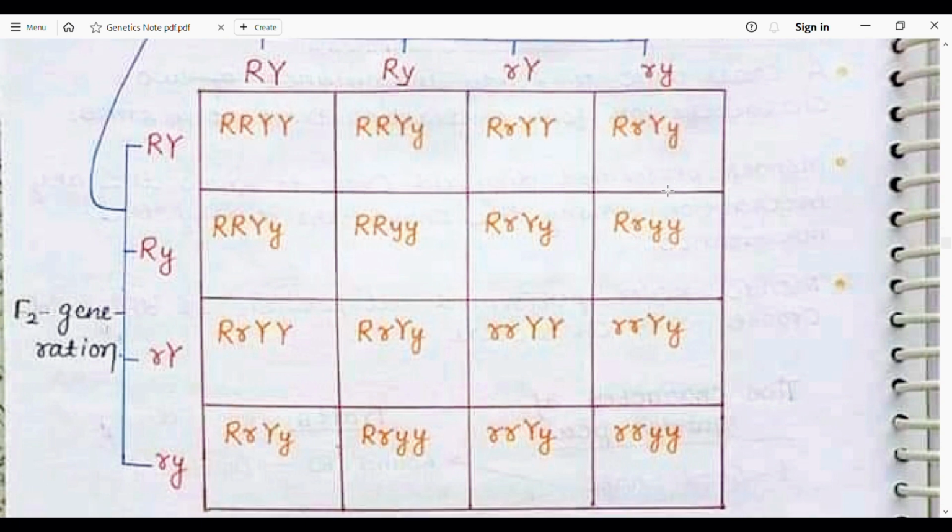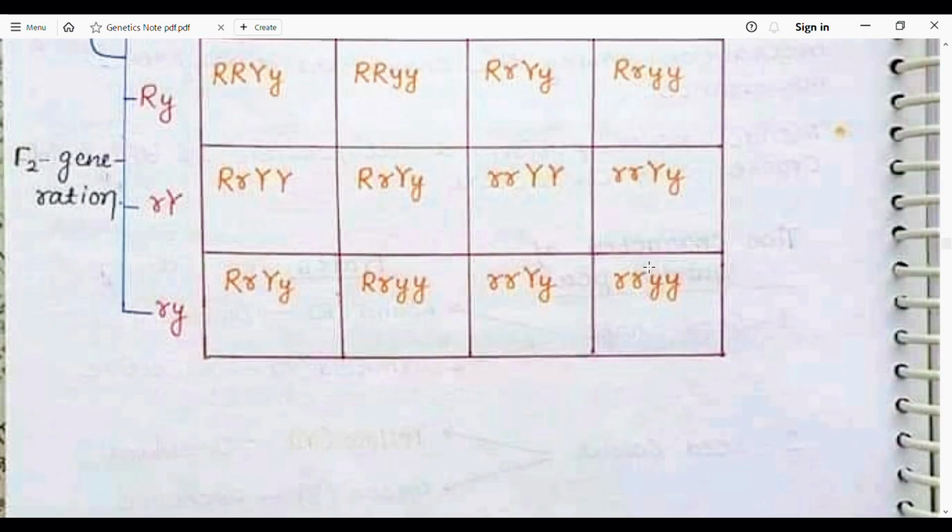You can see that when these eggs and sperms combine with one another independently, they produce 16 different types of offspring. Now we will go to the result. For example, here you can see that the sperm with capital R and capital Y combines with an egg with capital R and capital Y, so it produces capital RR and capital YY. In the same way, up to the last, 16 offspring are produced.